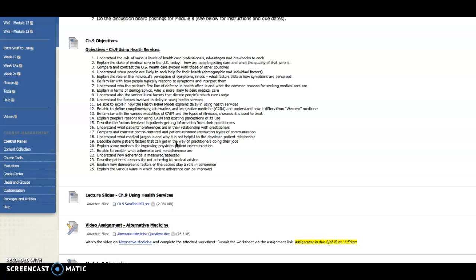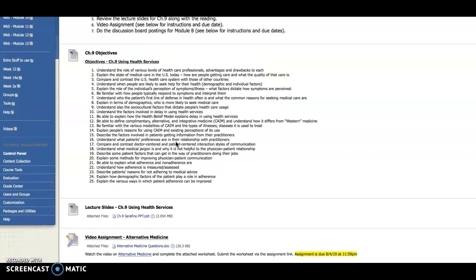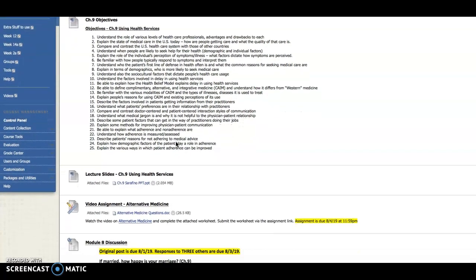We'll turn things a little bit, looking at some patient factors that can get in the way of practitioners actually doing their jobs, like how might a patient stop a doctor from doing their job effectively, what might get in the way, and some methods for improving physician-patient communication. It is a huge database of literature looking at the ways in which doctors and patients communicate and how we can make it better. And why is this such a big issue?